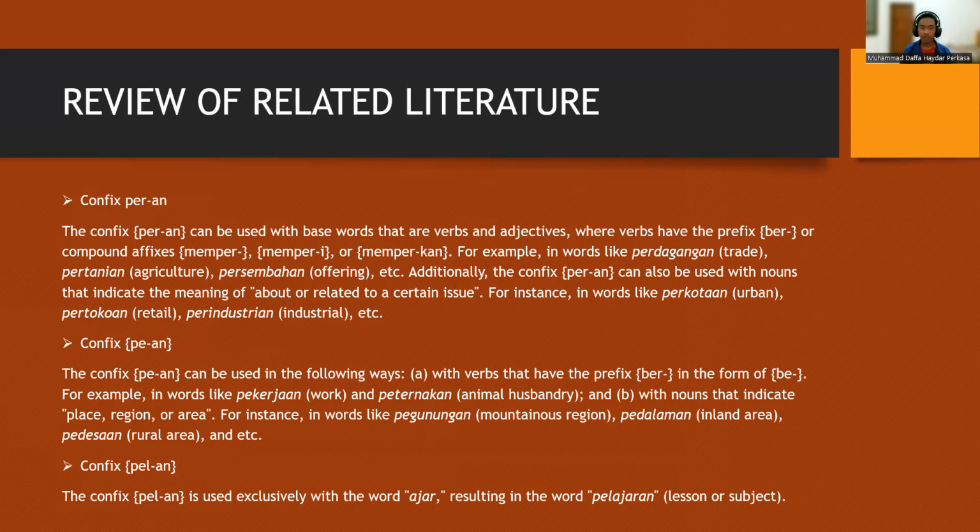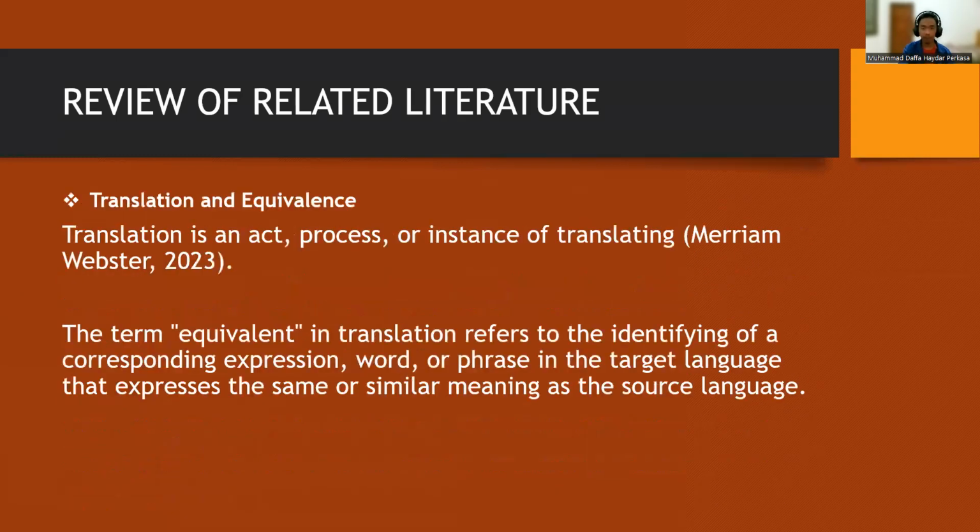Second, the confix pel-an. Confix pel-an is used exclusively with the word ajar. So there is only one word that can be confixed with pel-an. This is pelajaran. Ajar, pel plus per plus ajar plus an becomes pelajaran, and the equivalent is lesson.